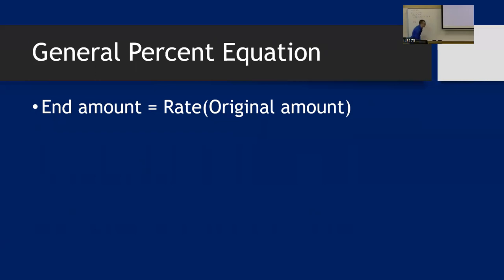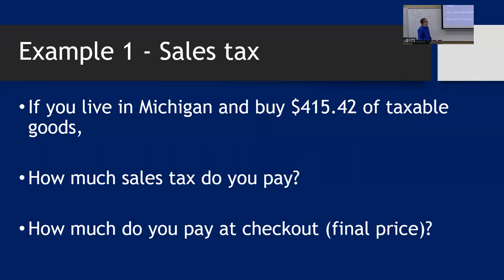Now we're going to see something in a little bit and we're going to adjust what rate we use, but because all of the sales taxes are percentage based, it's going to be this equation over and over and over again for sales taxes. All right. End amount is rate times the original.